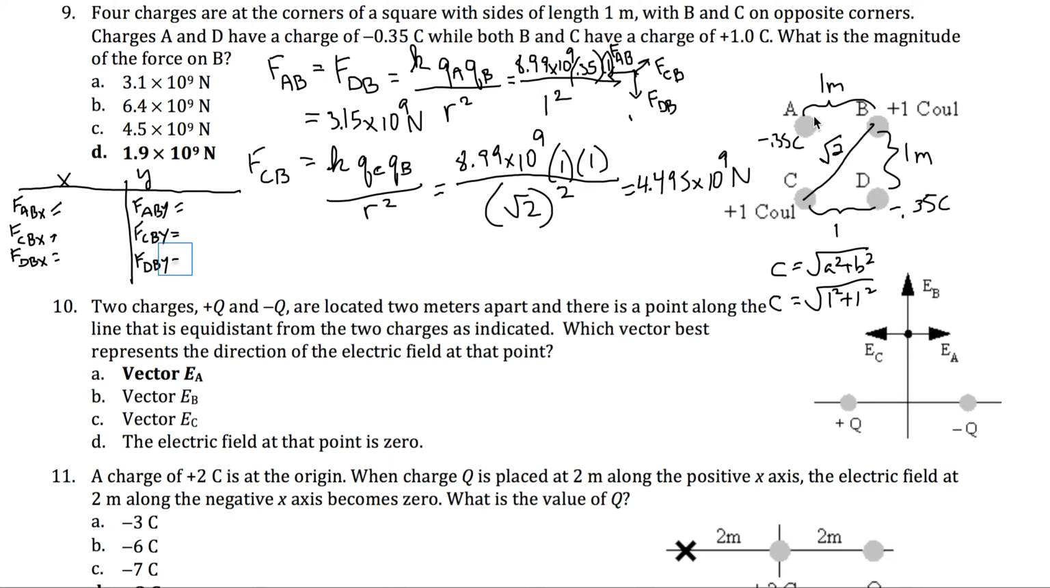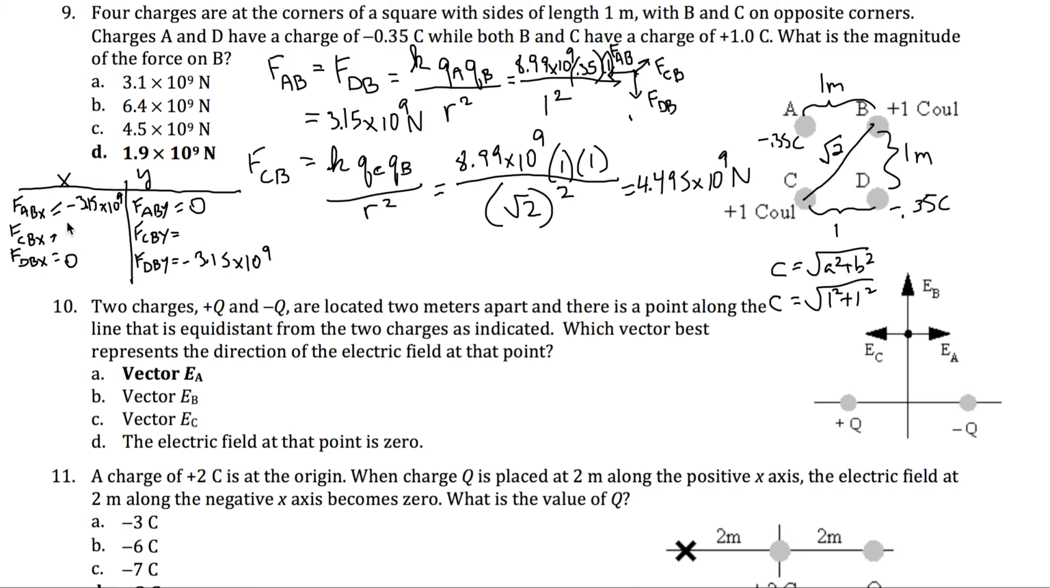So AB is to the left. It's purely horizontal, so it has that whole value, but it's negative because it's going to the left. Negative 3.15 times 10 to the 9. Again, AB is to the left. It does not have a y component, so that would be 0. And let's go ahead and do DB first, just because DB is straight down. So DB does not have an x component. It's all in the y direction. It's negative 3.15 times 10 to the 9.